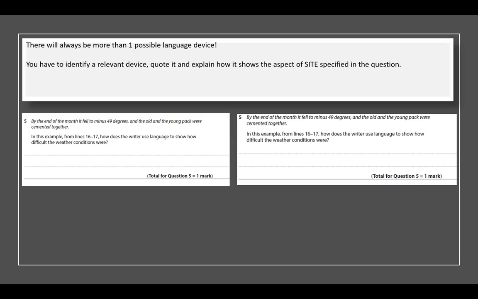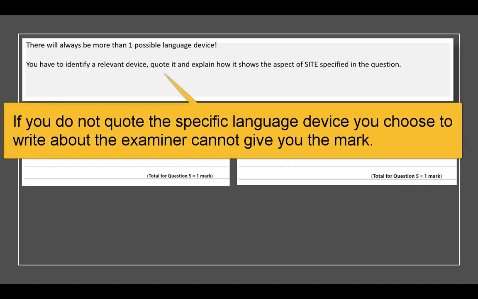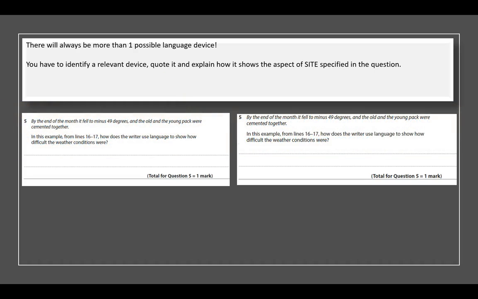Although the whole quote is printed on the paper for you, you have to retrieve that information, that specific quotation, and you have to show the examiner you've retrieved it by quoting it within your explanation. And your explanation needs to focus on the way that that particular language device is being used to illustrate or to show whatever aspect of sight the question is asking you about.